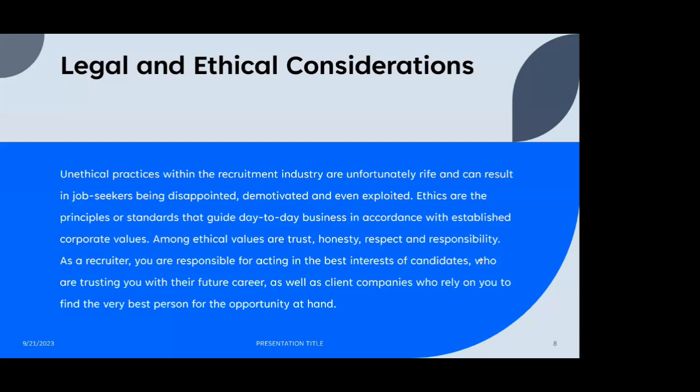Ethics are the principles or standards that guide day to day business in accordance with established corporate values. Among ethical values, we can say that are trust, honesty, respect, and responsibility. As a recruiter, you are responsible for acting in the best interest of candidates who are trusting you with their future career, as well as client companies who rely on you to find the very best person for the opportunity at hand.